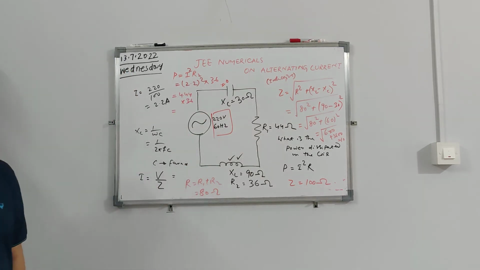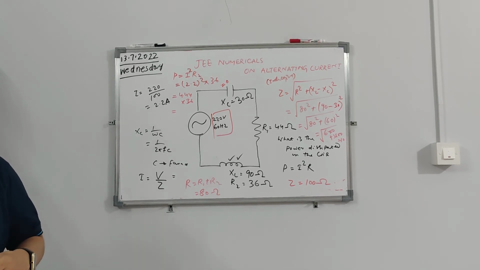So this becomes 4.44 into 36, that is in watt. 36 into 4, so 144. So in that range it will come.